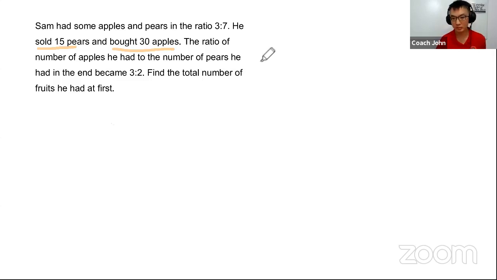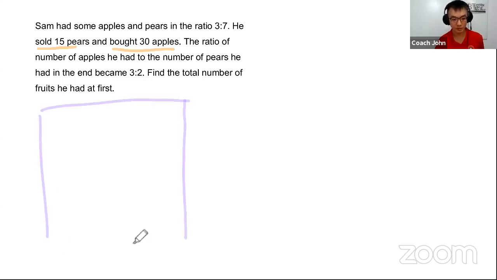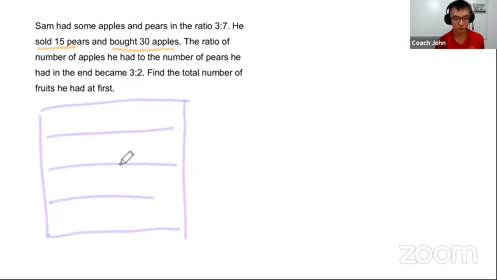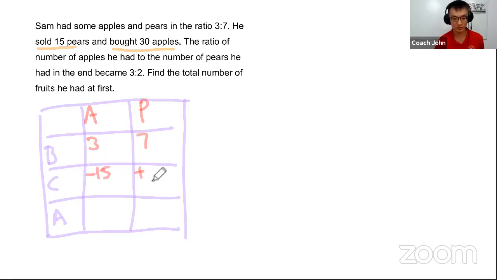Okay, give me some time to quickly draw. In the meantime, I will also explain what I'm doing. For units and parts, you need to always quickly draw your table. This is what I teach the P6s. When you see units and parts, this is your basic BCA. Then you have apples and pears, 3 to 7, and minus 15, plus 30.